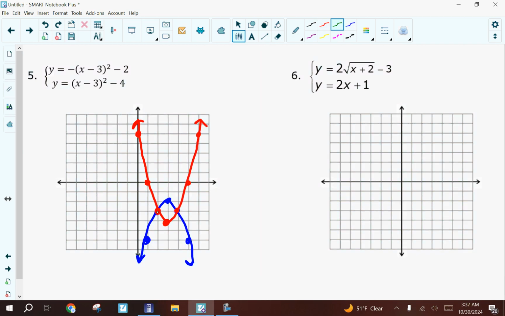So our solutions are going to be where they cross. So it's this one and this one. So our solutions are at 2, -3. Second one is at, let's see, 2, 3, 4, 4, -3.